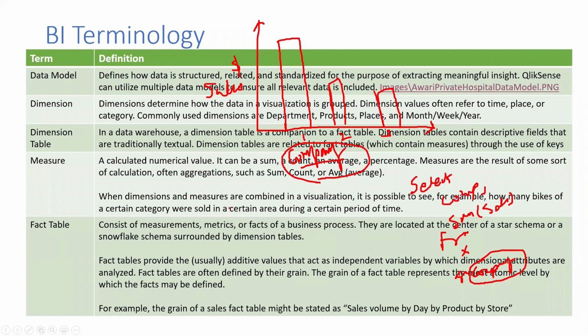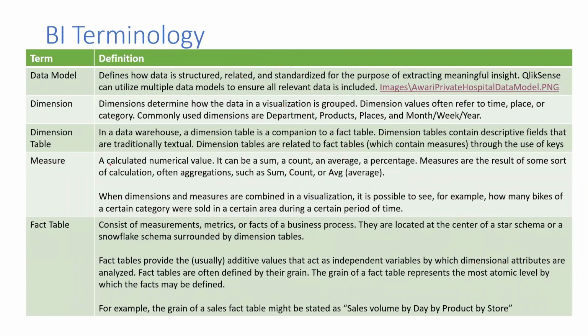So a measure is a calculated numerical value. It can be sum, count, average, percentage, or any other aggregation function. Measures are the result of some sort of calculation, often aggregation such as sum, count, or average. It can be max, it can be min also. Any kind of aggregation, consider it as a measure. When dimensions and measures are combined in a visualization, that's when it is possible to see the results.